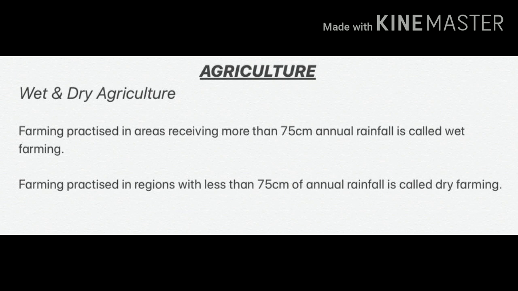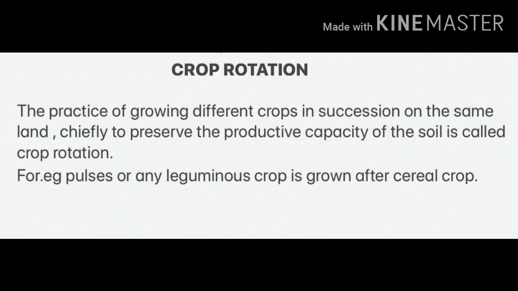Now let us talk about crop rotation. It is a well-known fact that if the same type of crop is grown in the field year after year, it results in the loss of soil nutrients. Therefore, crops are grown in rotation, one after the other. For example, pulses or any leguminous crop is grown after the cereal crop. Why? Because legumes have the ability of fixing nitrogen to the soil from the atmosphere.